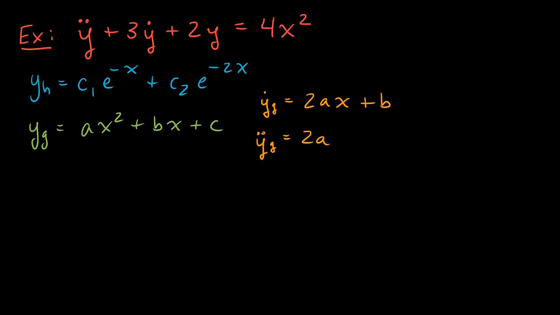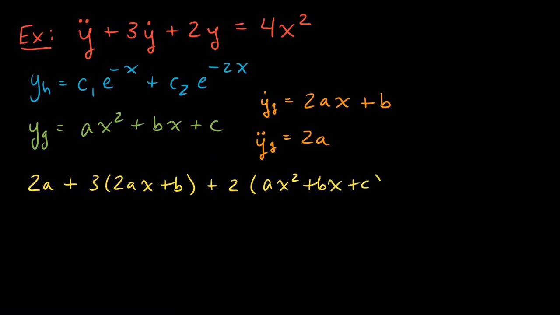So we'll start with y double dot, and that's going to be 2a, plus 3 times y dot, so 3 onto 2ax plus b, and then plus 2 onto y, so plus 2 onto ax squared plus bx plus c. And that had better equal 4x squared once we find out what those coefficients are. Okay, so now we've got to do a little legwork and collect terms and reorganize this expression.